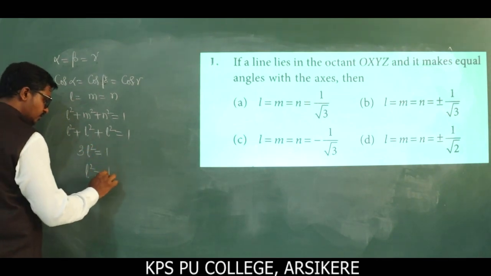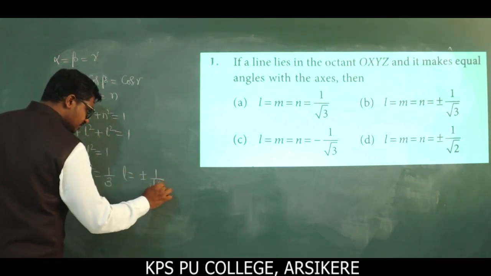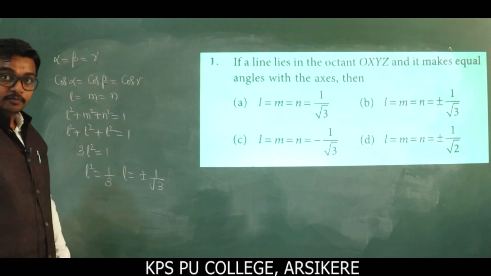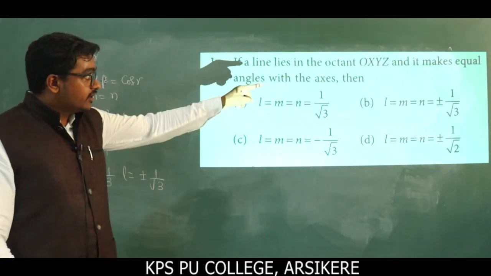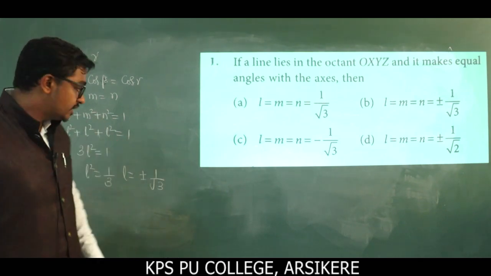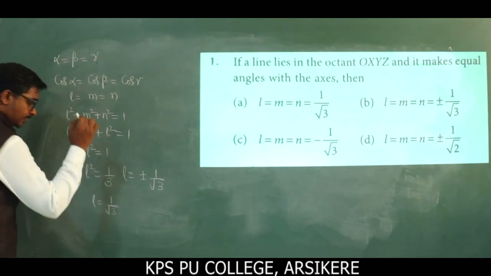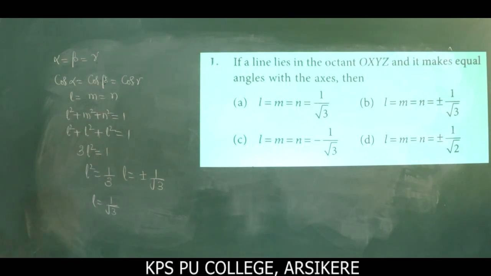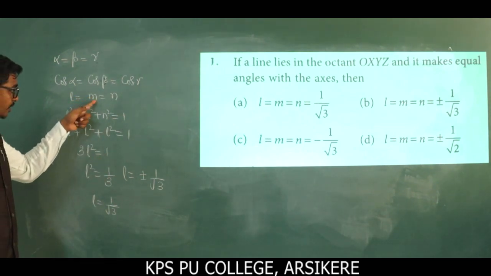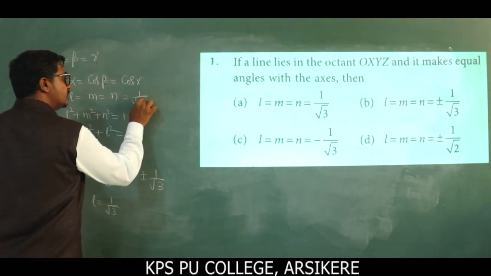What about L square then? 1 by 3. What about L then? Plus or minus 1 by root 3. Actually it comes plus or minus 1 by root 3, but what they have given here is the octant OXYZ, which means all positive, that's why we have L is equal to 1 by root 3. So here we have L is equal to M is equal to N is equal to 1 divided by root 3.